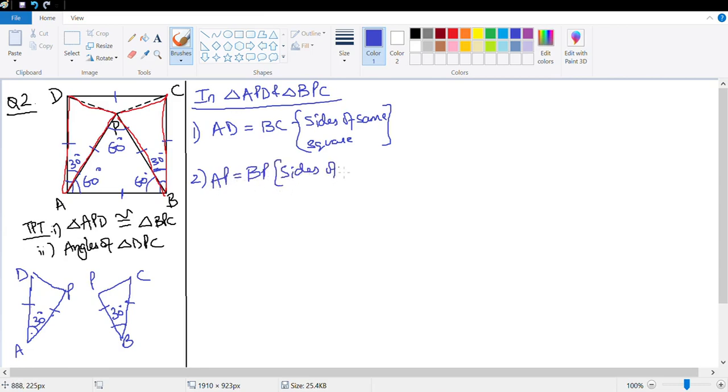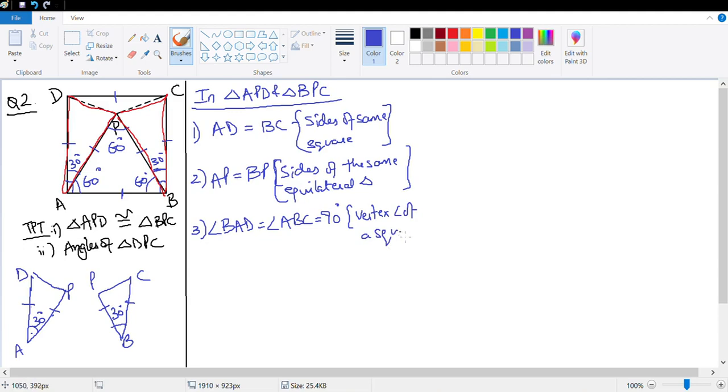Sides of the same equilateral triangle. Perfect. Now we need to prove the third part, which is 30 degree, which we've done some calculation. So let's write angle BAD is equal to angle ABC is equal to 90 degree, vertex angle of a square. Done. Number 4, angle PAB is equal to angle PBA is equal to 60 degree. Why?